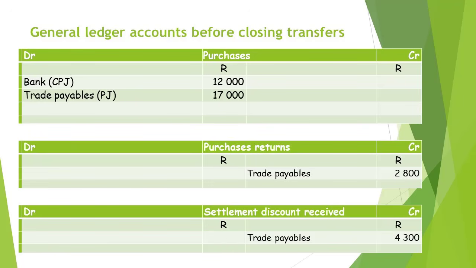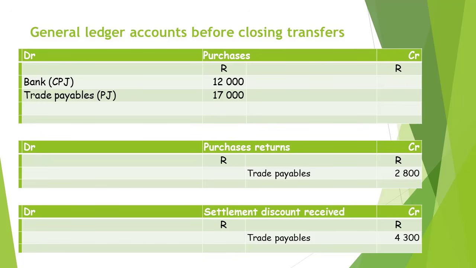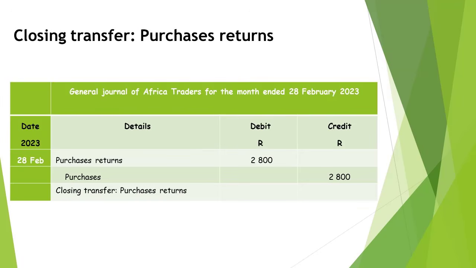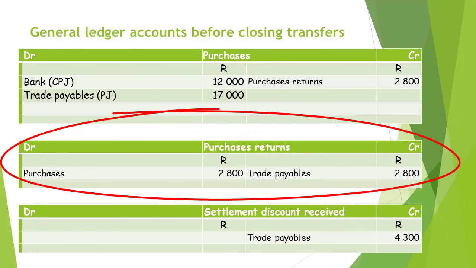Firstly, we need to do the closing transfer for the purchases returns account. The purchases returns account has a credit balance of 2,800 Rand, and therefore to close this account, we will need an entry on the debit side of 2,800 Rand. The closing transfer will be done in the general journal. The purchases returns account will be debited with 2,800 Rand, and the balance is transferred to the purchases account, which means the purchases account will be credited with 2,800 Rand. The purchases returns account now has a zero balance.